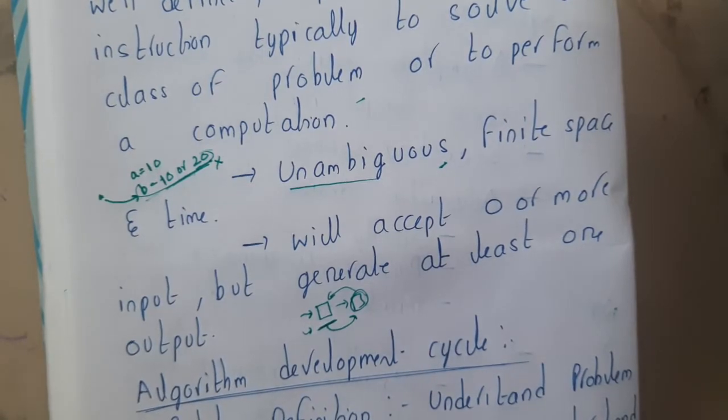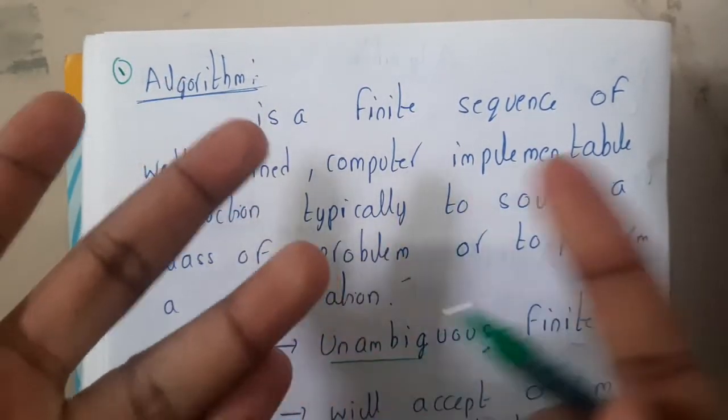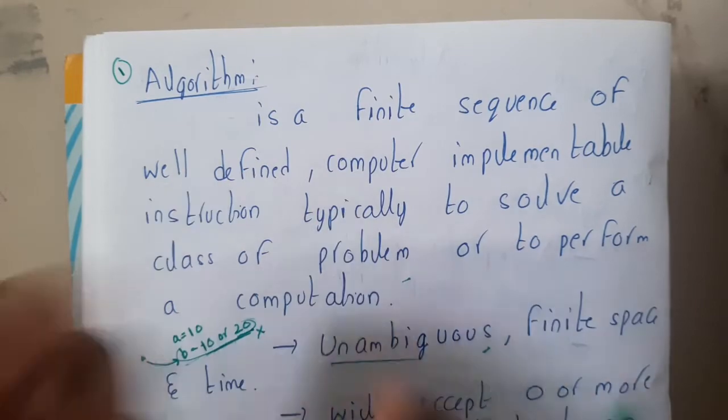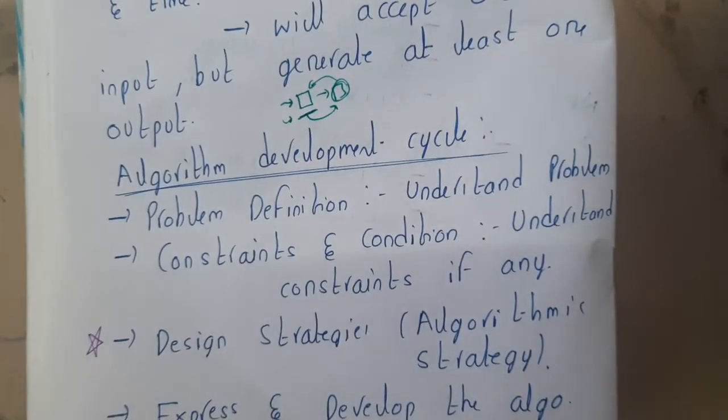That's it. So now you have an idea, some gist about an algorithm, right? It has finite steps, it is well defined, and it can be implemented by a computer. Got it? Okay, so now let us go through the algorithm development cycle.